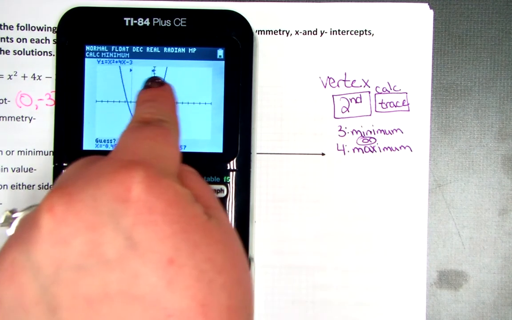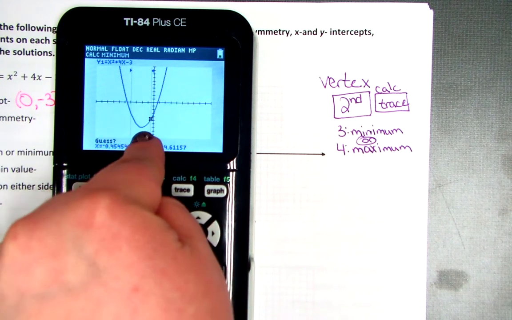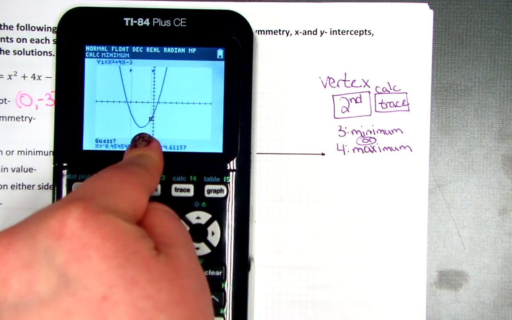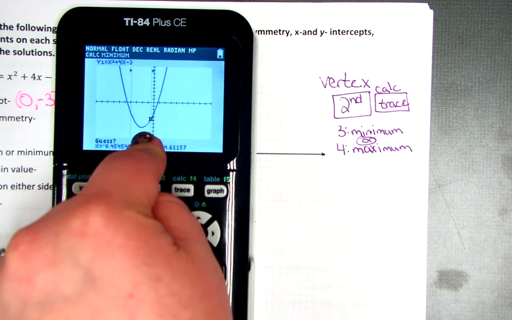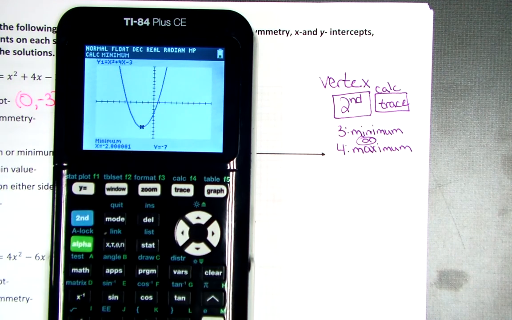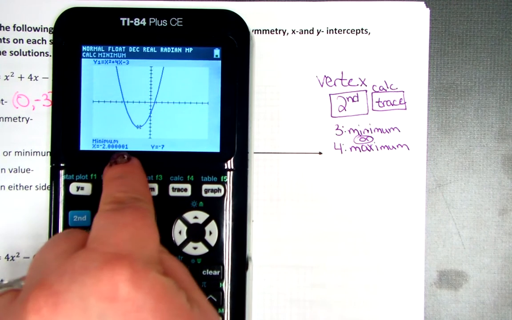You'll see along the top 2 arrows. Those should always be pointing at each other, and your minimum value should be between them. Once you've confirmed that they're pointing at each other and the minimum is in between, you'll press enter one more time, and it will spit out your minimum.